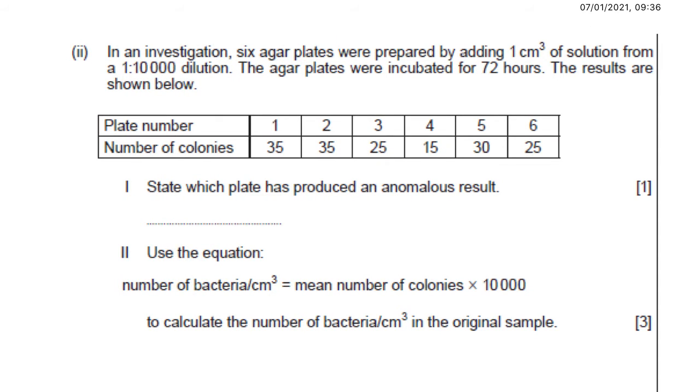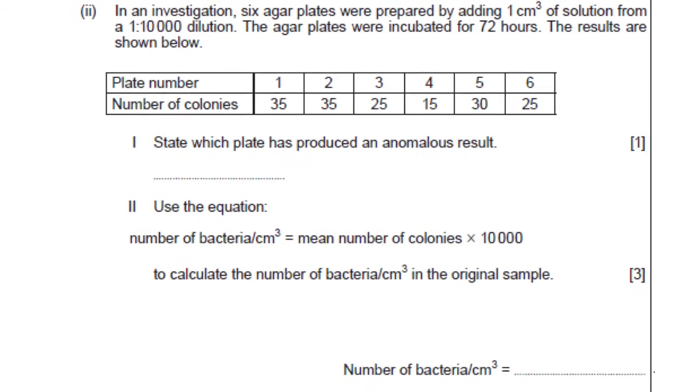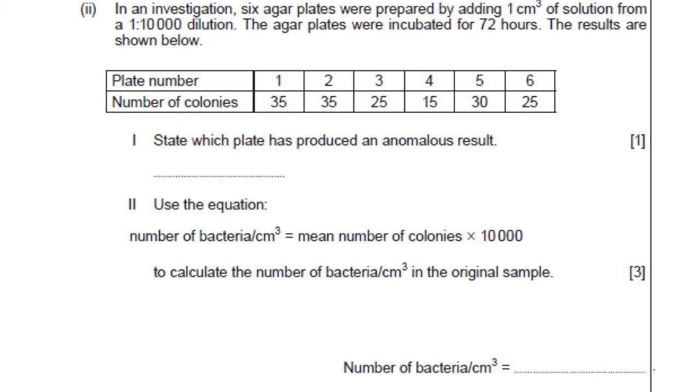In the investigation, 6 agar plates were prepared by adding 1 centimetre cubed of solution from 1 in 10,000. The agar plates were incubated for 72 hours. The results are shown below. State which plate has produced an anomalous result. Remember, an anomaly is one which doesn't fit in. 35, 35, 25, 15, 30, 25. So it's going to be 15, and that is plate 4.